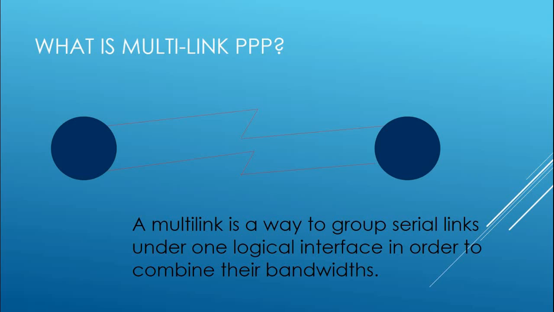What is Multilink PPP? It's a way to take multiple serial links and aggregate them together under one logical interface. That's essentially all it is. And what you're going to do is load balance across those two serial interfaces.